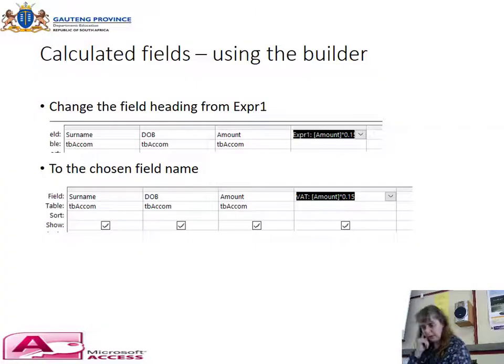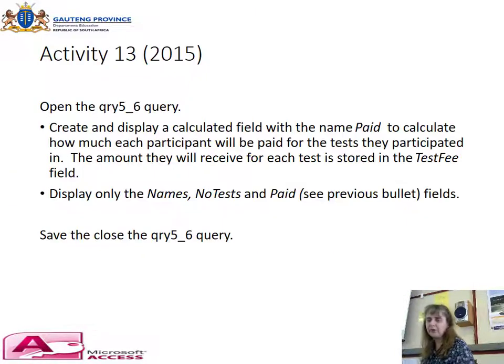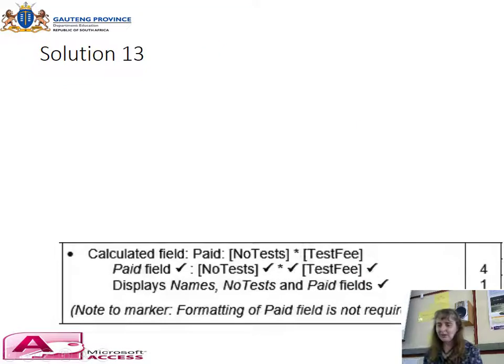So here we go. Next one, activity 13. This is now based on the calculated fields. Okay, first we look at a calculated field. This was a nice, easy one. I think I actually did it. You see, I did the activity for you. It's just the field name is different.